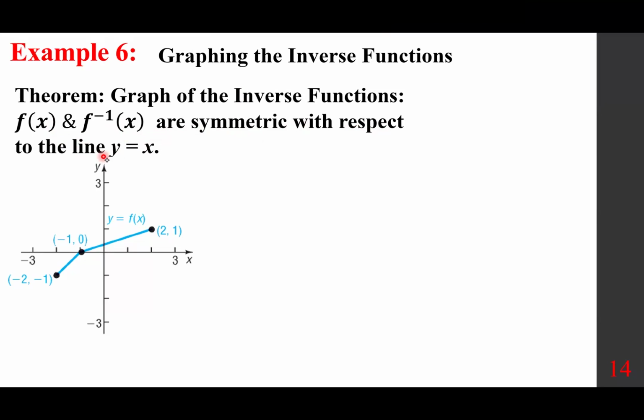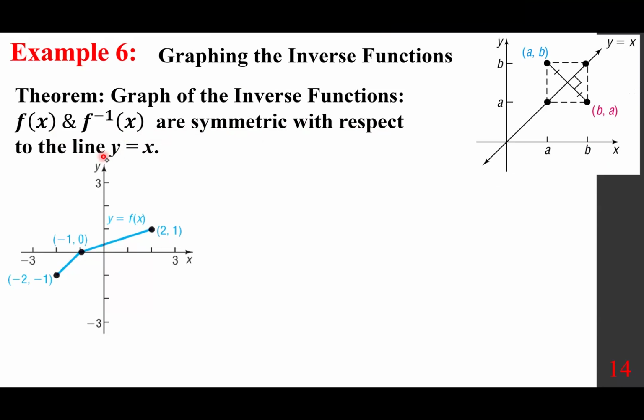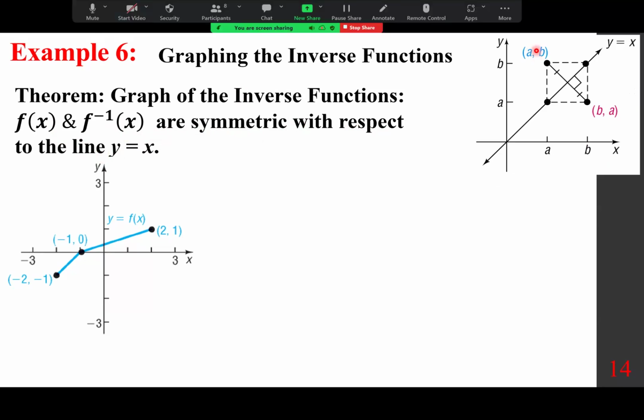So, can we graph it? If you have a pair A comma B, corresponding to A comma B, we have B comma A. And here's the line y equals x. And the proof is very simple. Y equals x, you know the slope is 1. So I'm going to give you an idea how to do that, and you can prove it on your own.